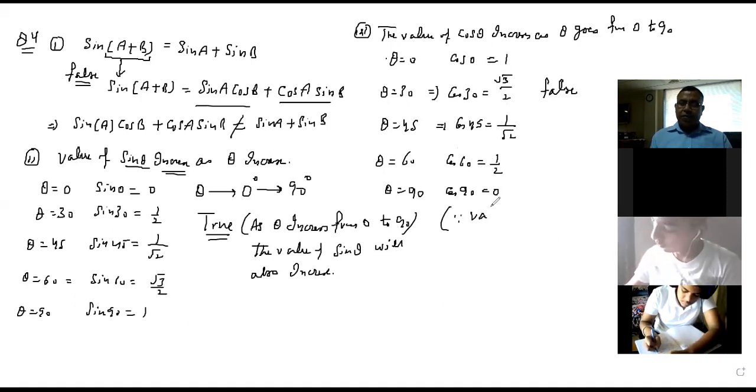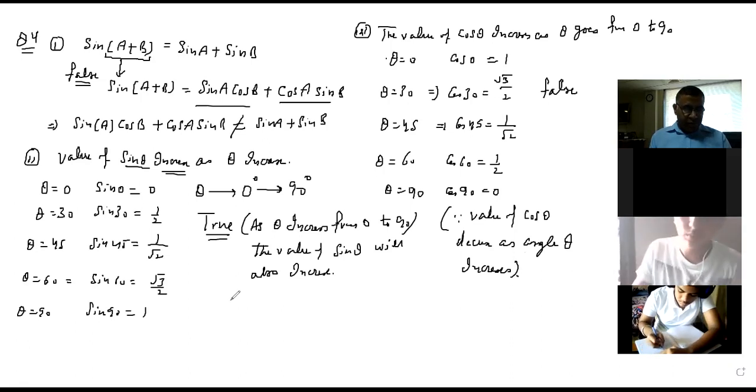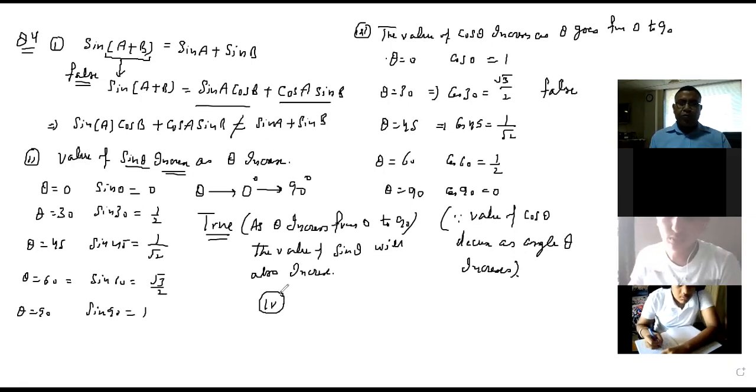The value of cos theta decreases as angle theta increases. Fourth part, note this first, then we'll move to the fourth part.